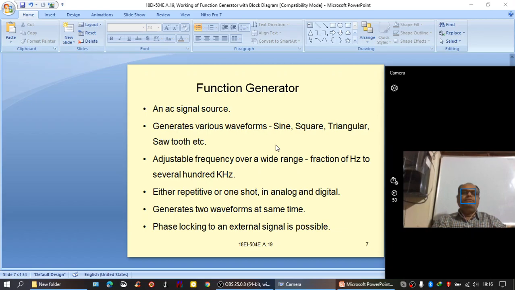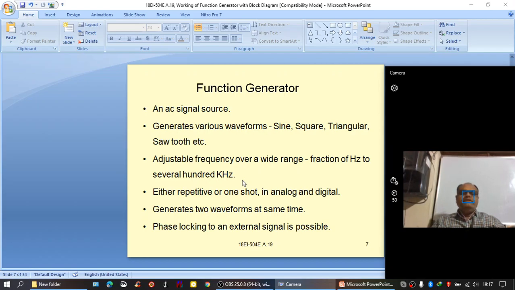Then a function generator is a source of AC signal, and it generates various waveforms such as sine wave, square wave, triangular wave, and sawtooth wave, etc. Adjustable frequency over a wide range, starting from a fraction of hertz to several hundreds of kilohertz.